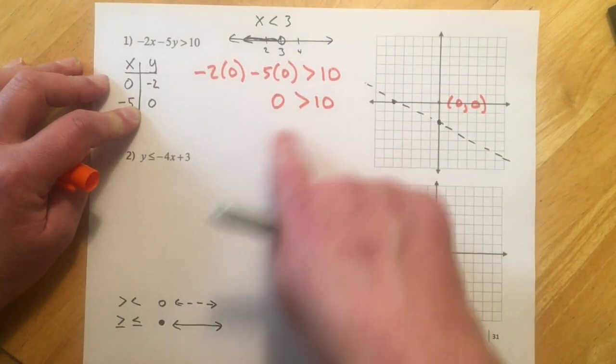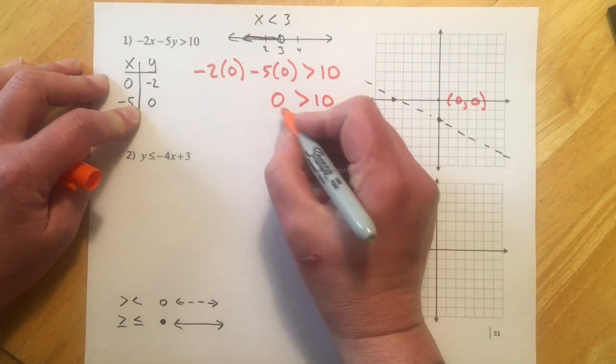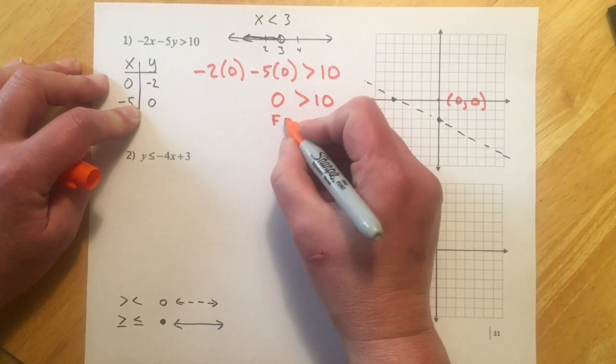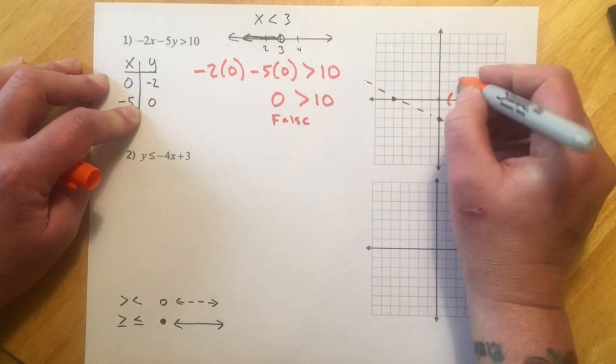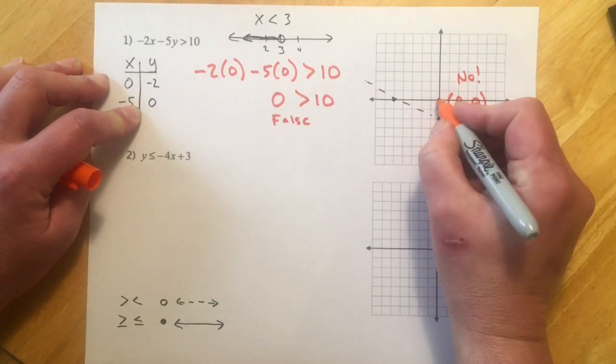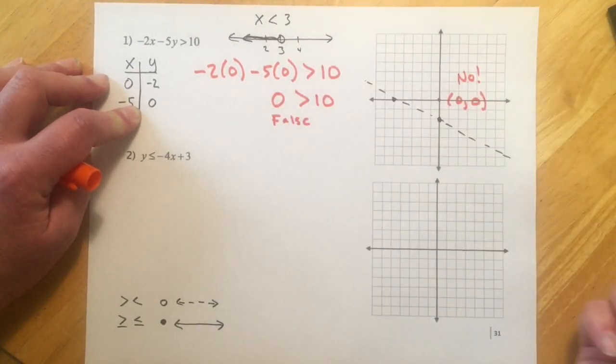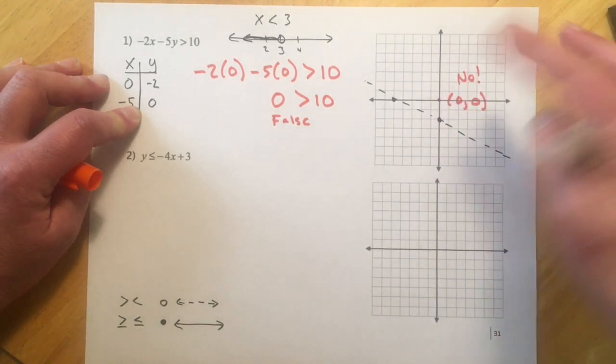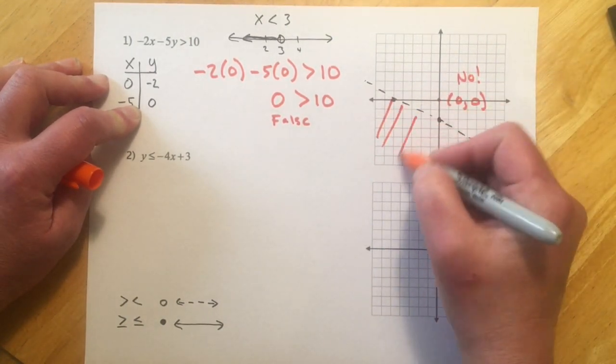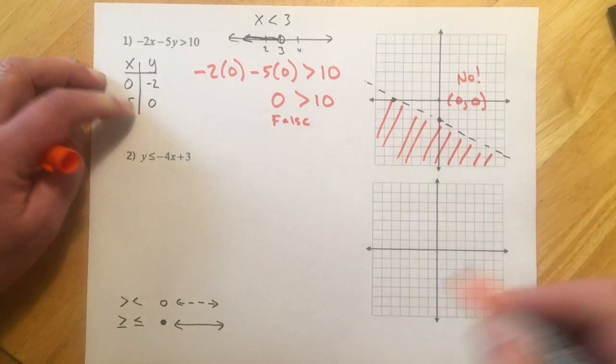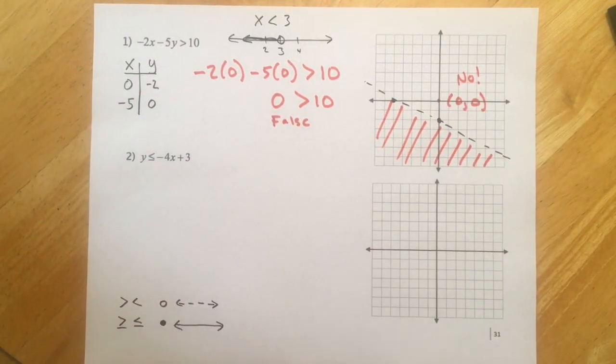So 0, is it greater than 10? Yeah, not so much, right? So that is false. That did not work out for us, which means this point is a big old no. That didn't work. So if this side didn't work, well, there's only one other side, which is down here. And so that's going to be the side that you would shade on the graph.